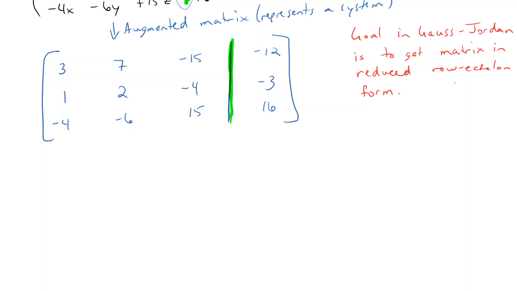What is reduced row echelon form? Let's take a look at that. So reduced row echelon form, what does it look like? Reduced row echelon form looks like this.